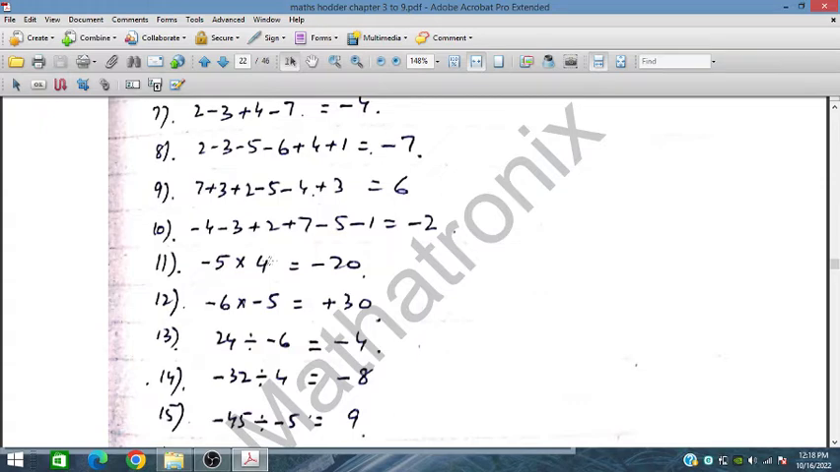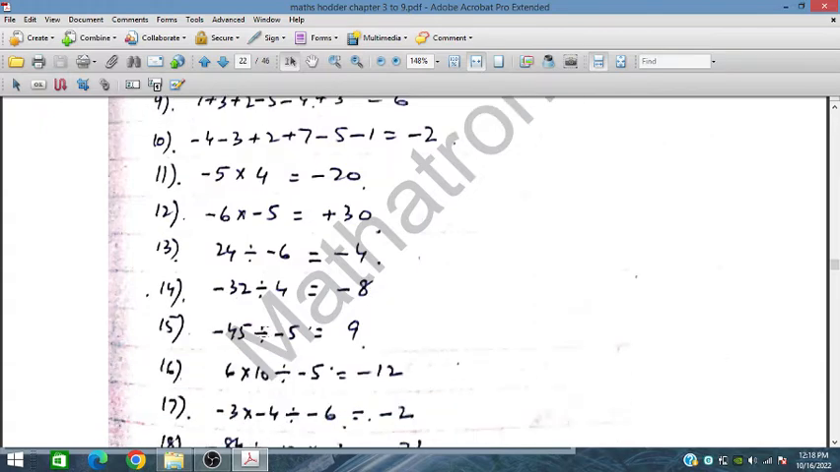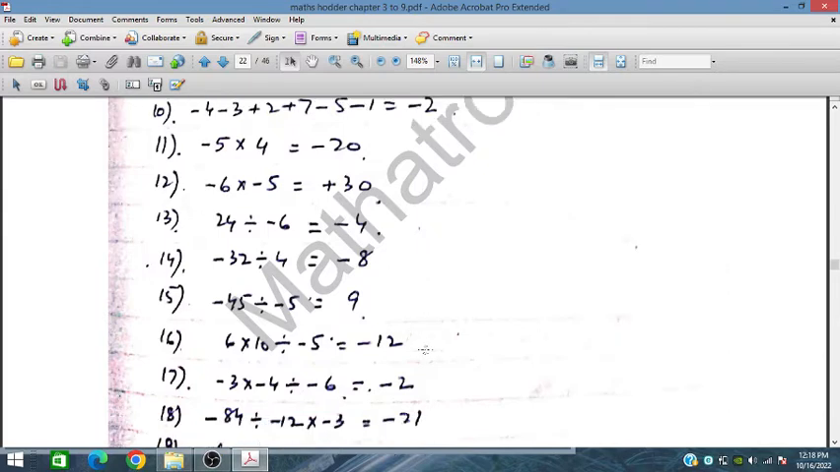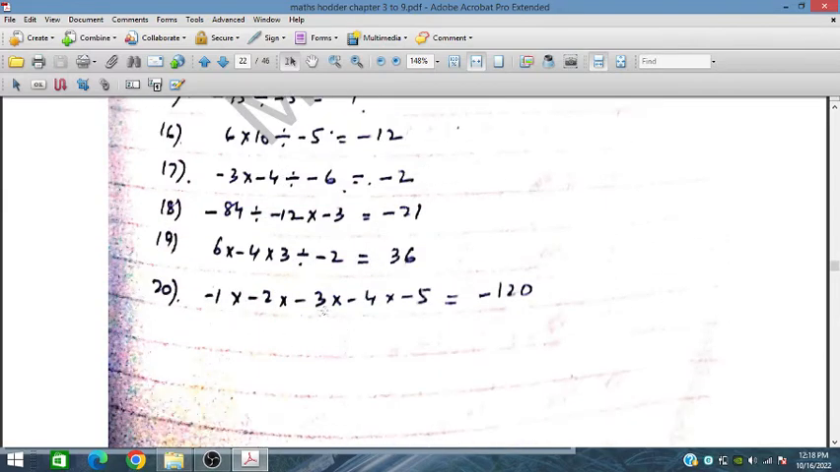5 into 4 means 20, minus 20, plus times minus gives minus. Similarly minus times minus gives plus 30. 24 divided by minus 6 gives you minus 4. Minus 32 divided by 4 is minus 8. Minus 45 divided by minus 5 is 9, plus 9. So we have performed all these things.